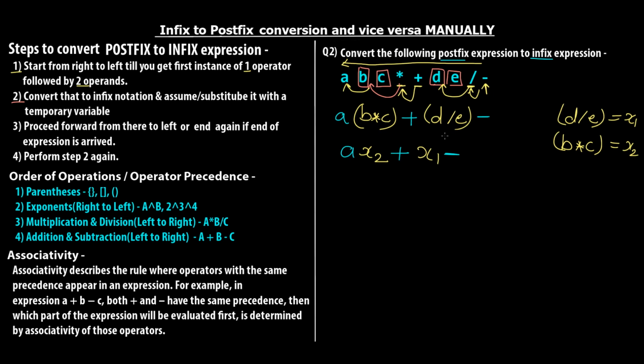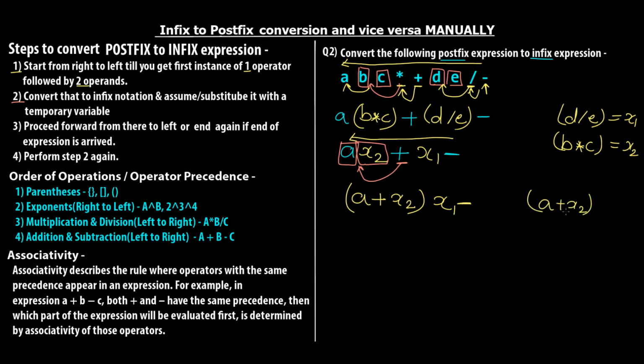So we'll start from right to left. So over here we have a minus operator. Is the minus operator followed by two operands? No, because x1 is one operand, but then we have one operator, that is plus. So we move forward. Then we see this plus operator. After the plus operator, we can see that there are two operands, x2 and A. So then we convert this to infix format. So ultimately we are left with A plus x2, and x1 is as it is, and we have minus. So A plus x2 can now be considered as x3. So we have x3, x1, and we have minus operator.